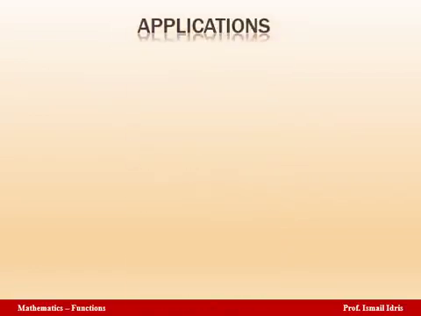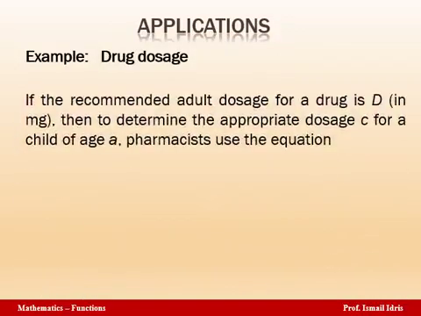As an application on functions, consider this example, which is about drug dosage. If the recommended adult dosage for a drug is D in milligram, then to determine the appropriate dosage C, so C is the dosage for what? For a child of age A. So A is the age of the child. Pharmacists use the following equation.